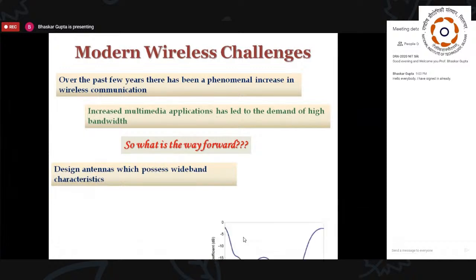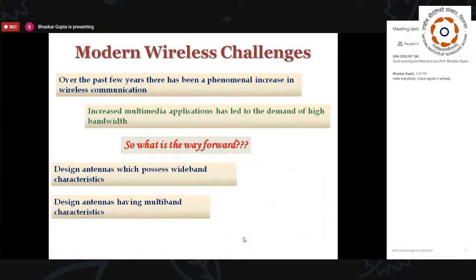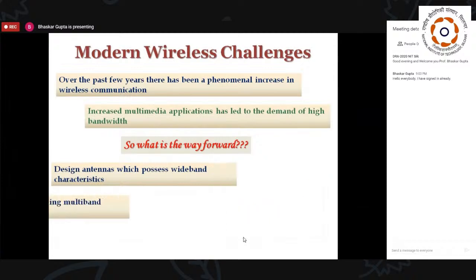There are two ways usually. Either we design antennas which possess wideband characteristics, as was shown. I can show that typical wideband antenna characteristic. See, the reflection coefficient is below -10 dB, which is an acceptable level, corresponding to VSWR equal 2:1 on the feed line over quite a wide frequency. This is a wideband characteristic.